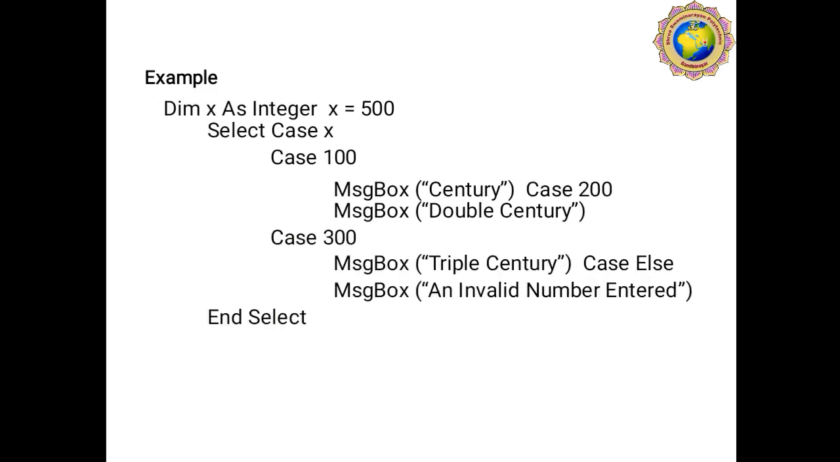First, declare a variable with its data type. Here we declare a variable x using the Dim keyword, data type integer, then give a value, x is equal to 500. Then select case x, where x is nothing but the variable expression, then case 100, message box century, case 200, then a message box double century.